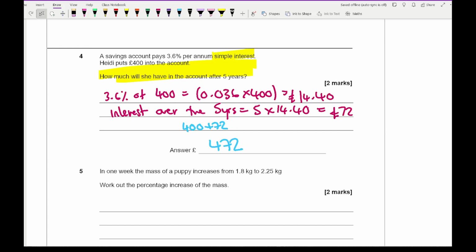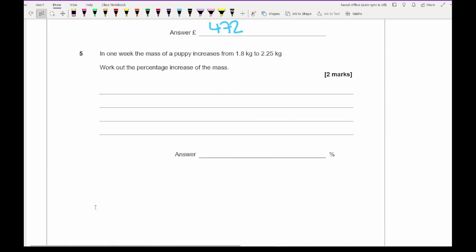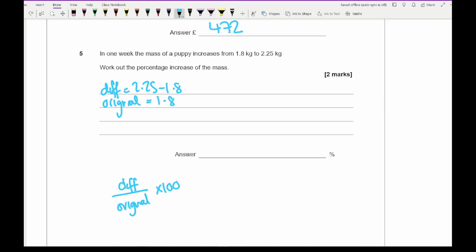Then moving on to our next question, it says in 1 week the mass of a puppy increases by 1.8 kilograms to 2.25 kilograms. Work out the percentage increase in the mass. Now in terms of this, the formula to work out percentage change is the difference divided by the original multiplied by 100. So here the difference is going to be 2.25 minus 1.8, and the original weight of the puppy is 1.8. So 2.25 take away 1.8 is 0.45, divided by 1.8, and I multiply that by 100. So this is what I'm going to be typing into my calculator, in which I get an answer of 25%.